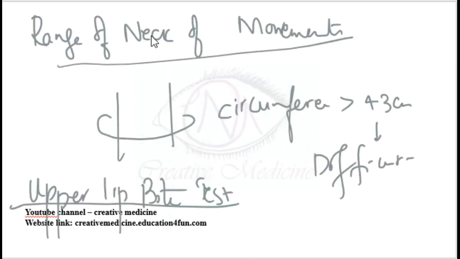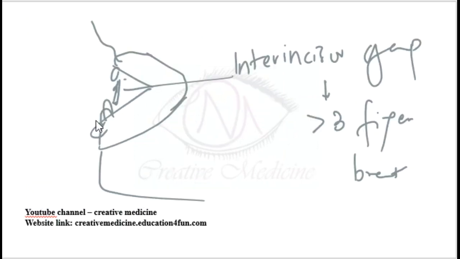We also look at the range of neck movements. Neck circumference is also seen. If neck circumference is more than 43 centimeters, then it is difficult intubation. The upper lip bite test is important, and the interincisor gap should be more than 3 finger breadths.